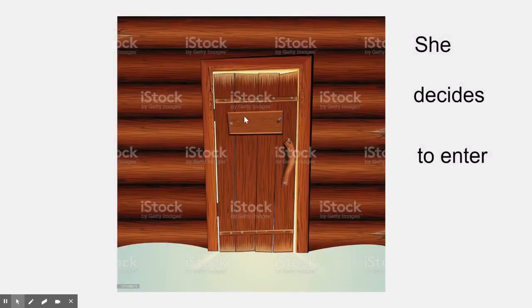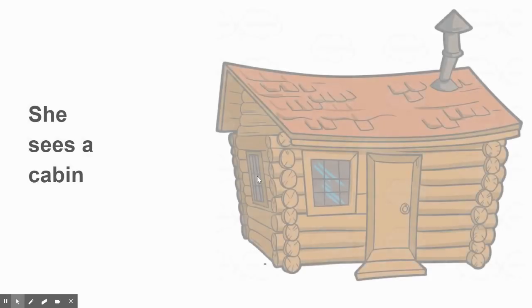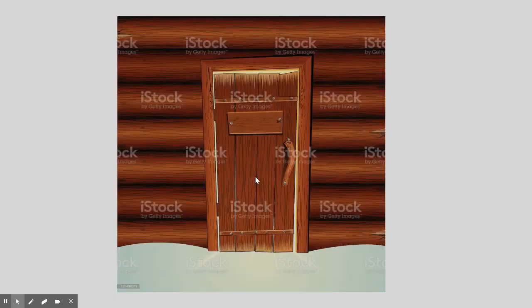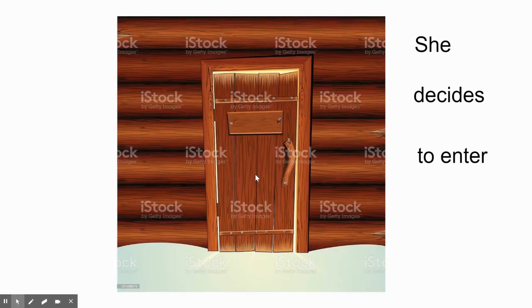And also, I noticed other people on the slides that the pictures, if the picture comes in at the end of the slide, like this one here, so Goldilocks sees a cabin. She decides to enter. So you got to make sure that the pictures come in and give enough time for the kids to see the images so they can see what's going on before you go on to the next slide.